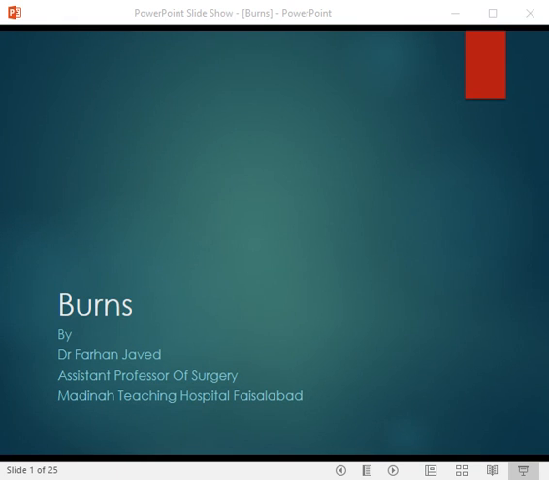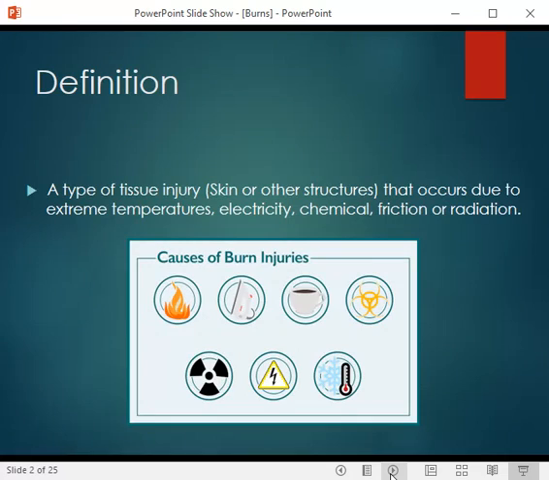Today we are going to discuss burns. It is another very important topic for your exams and also for your practical life. One day or the other, you will have to deal with a burn patient. So, first thing, what is a burn?